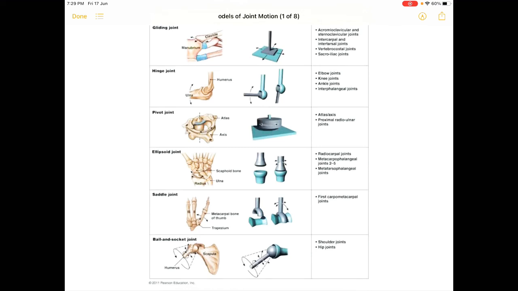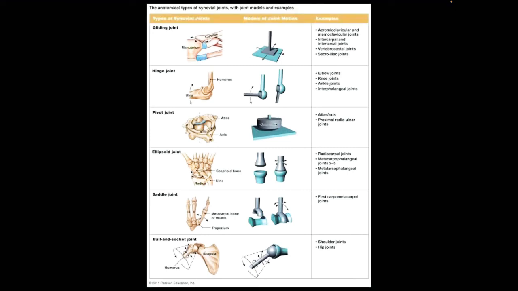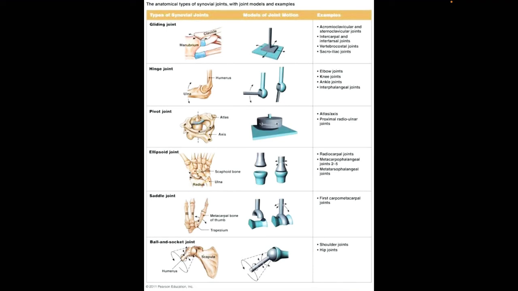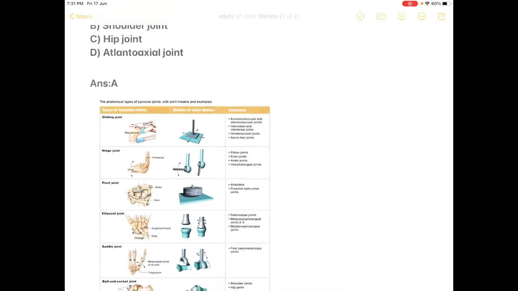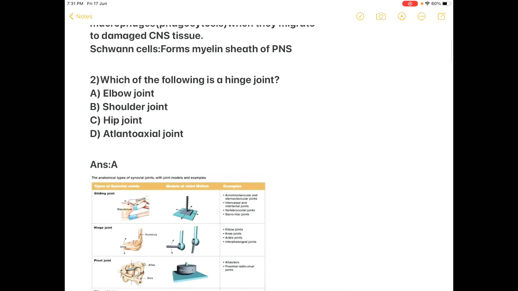As you can see in this image, a pivot joint is formed between the atlas and axis. There is one option, the atlantoaxial joint. It is a pivot joint. Whereas the shoulder and the hip joints are ball and socket joints. As you can see here, this is a ball and socket, the shoulder and hip joints. You just have to remember that. So the correct answer here is the elbow joint, a hinge joint.